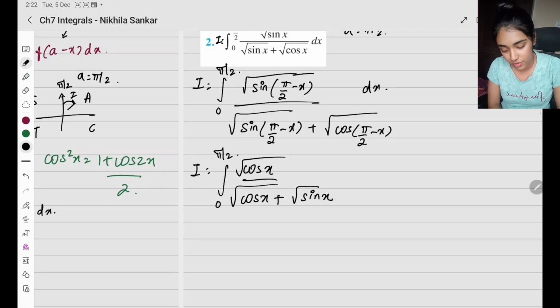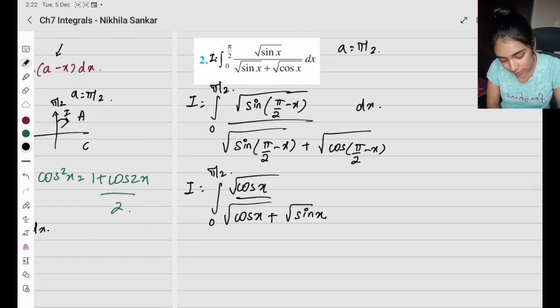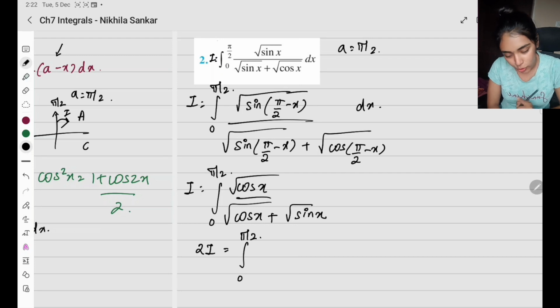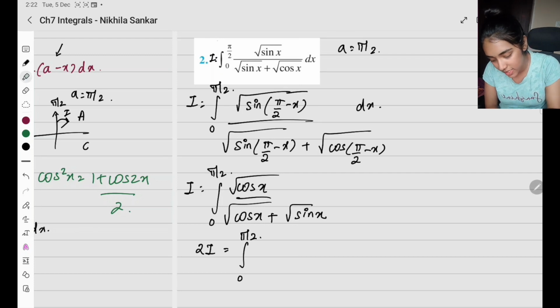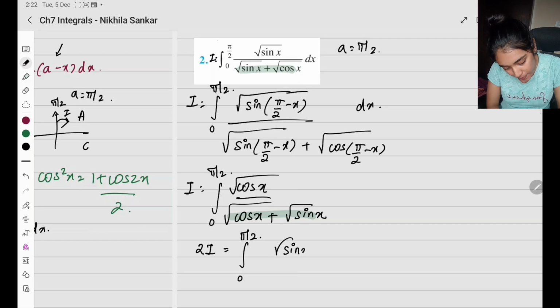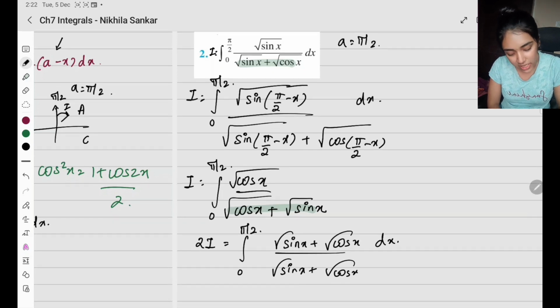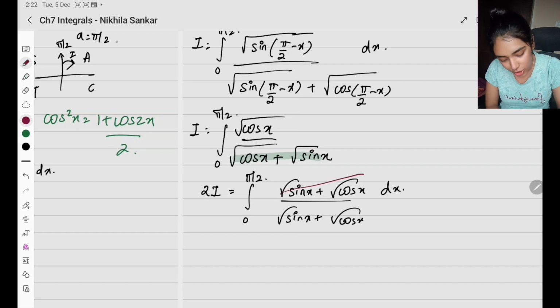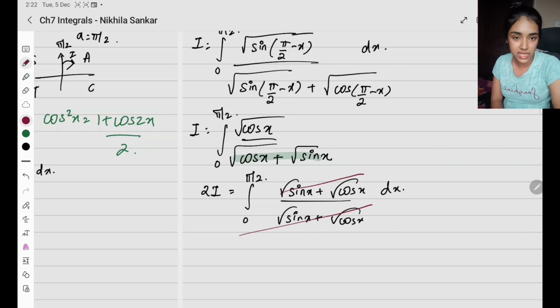First quadrant, everything is positive, so everything comes out positive. So I have two different I's. I'm going to add the two. So I have 2I equals integral from 0 to pi by 2. What is in the numerator? Since the denominators are the same, you see, here the denominator is root sin x plus root cos x, and here also the denominator is root sin x plus root cos x. So I can add the numerators. So I have root sin x plus root cos x divided by root sin x plus root cos x times dx. So from here, I see that the numerator and the denominator completely get cancelled.